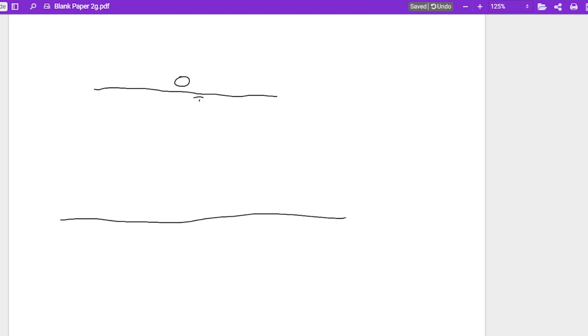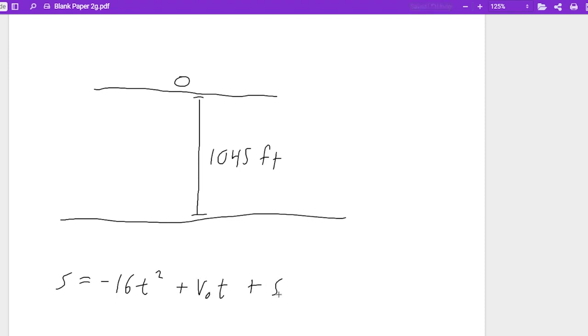Here's the next problem. It's actually more like a physics problem, but it works for math as well. So let's say I drop a rock from the top of a bridge, and it is going to land on the bottom, and that distance to the bottom is, let's say, 1,045 feet. Now, if this were a physics problem, I wouldn't give you the following equation, but since this is a math course, I'm going to give you the equation for the position of this rock. And the position, we'll call it s, is going to be equal to negative 16t squared plus v naught times t plus s naught.